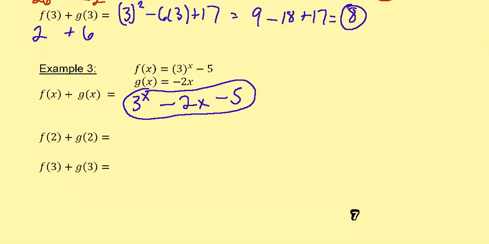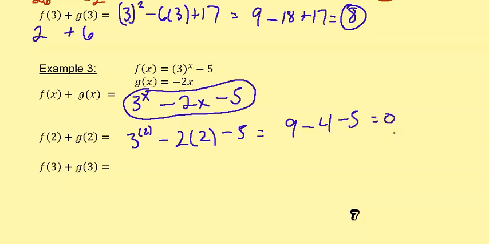Okay, now we have f of 2 and g of 2, so we're going to plug in 2 into each of the x's. That would be 9 minus 4 minus 5. That'd just be 0. If you found them separately, 3 to the second power is 9. 9 minus 5 is 4. Negative 2 times 2 is negative 4, and so that also gives you 0.